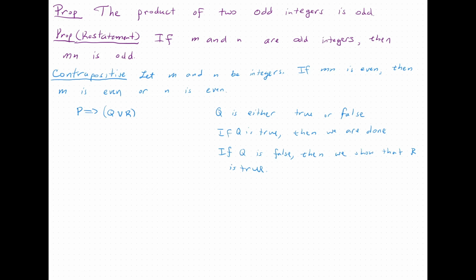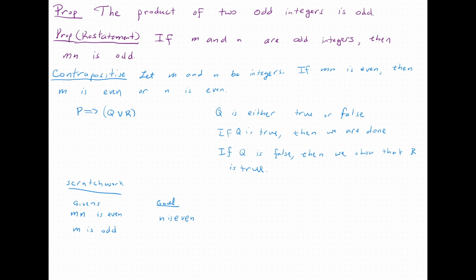So for example, if we were to do our scratch work here, we are going to take as our givens that we're going to take P, so we have mn is even, and we're going to take also that m is odd, and so this is the not Q. And then our goal is to show that then n must be even. Okay, so how do we use these?